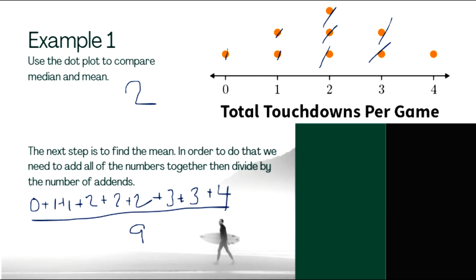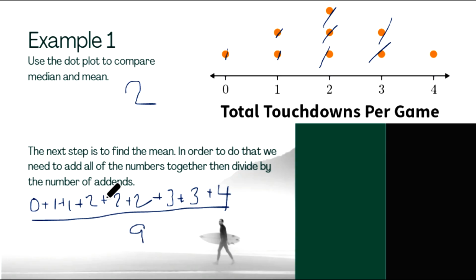Now we're going to figure out the mean. Mean is mean. They're being a bully. They're making us do math. To find the mean, you add all of the values together and then divide by the number of addends. So we're going to add 0, 1, 1, 2, 2, 2, 3, 3, 4, which is written right here, and then divide by how many dots we have, which in this case is 9.